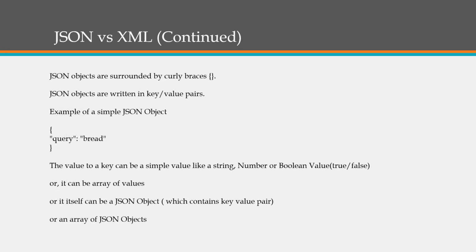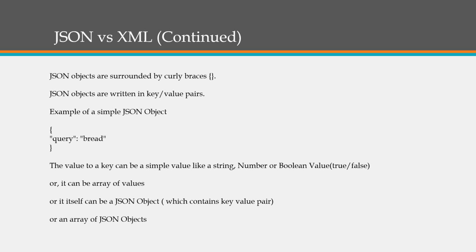First let me explain what a JSON object is. A JSON object is written in key value pairs, and it is always surrounded by braces. An example of a simple JSON object is given below. Query is the key and bread is the value, and there are curly braces above and below it. Now the value of the key, in this case bread, is a simple string.